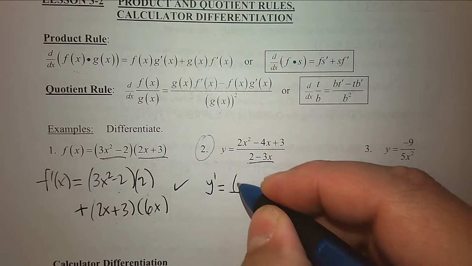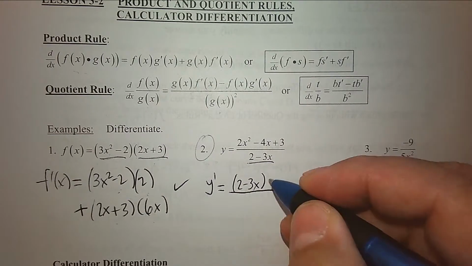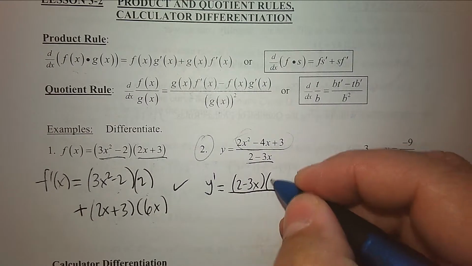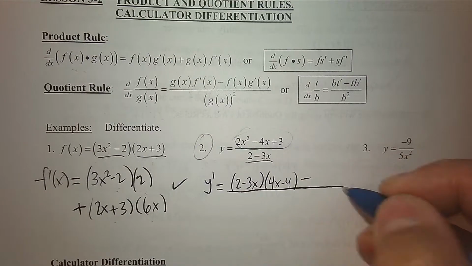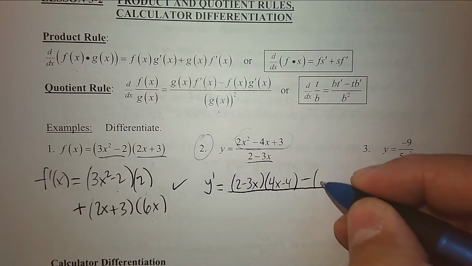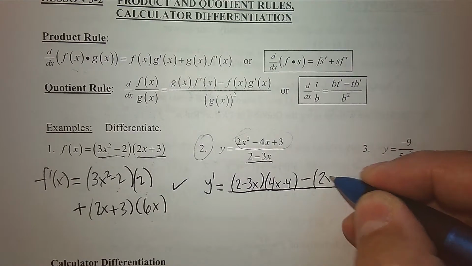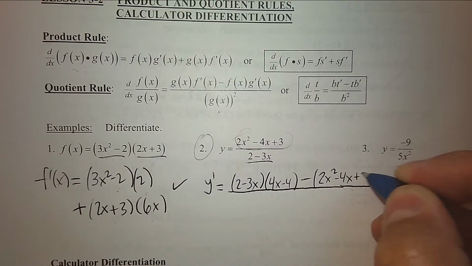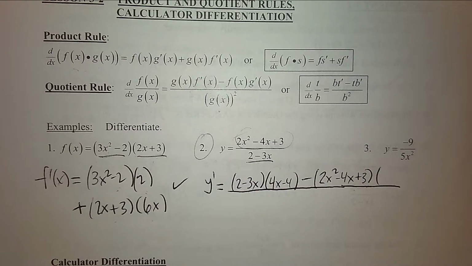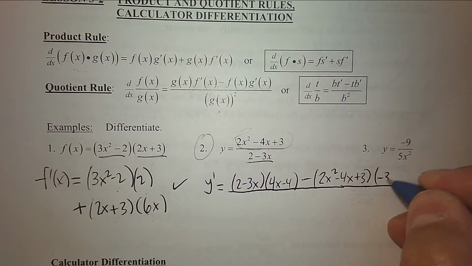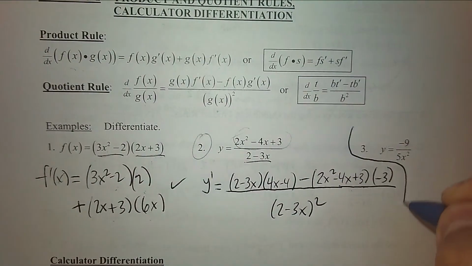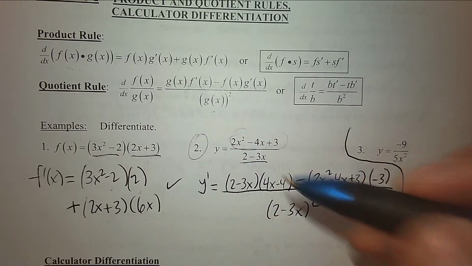So what's the bottom? And we're going to use parentheses. 2 minus 3x times the derivative of the top, 4x minus 4, minus the top times the bottom. Top, 2x squared minus 4x plus 3, times the derivative of the bottom, and then the bottom squared. Done. You don't want to do algebra there first to simplify that, to try to do derivatives with the power rule.